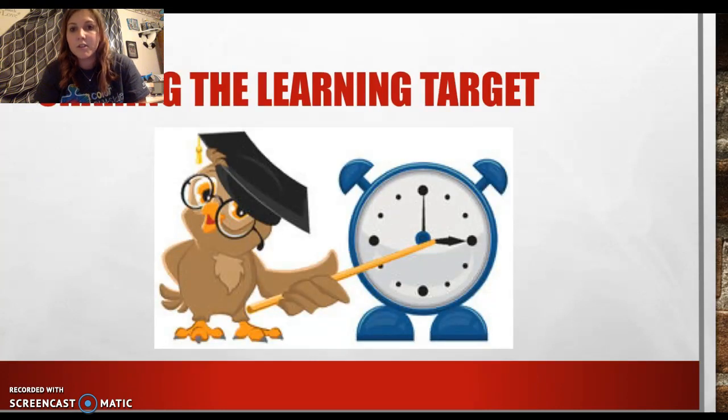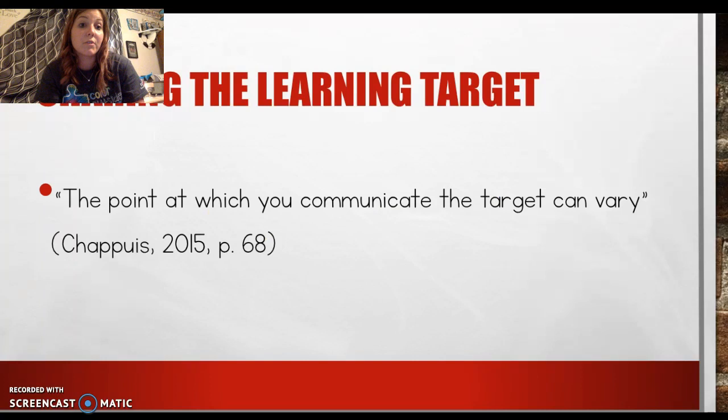So sharing the learning target. Once you have discussed this, there's no set time when you need to share the learning target. It can be shared before or during a lesson. The most important part is that the students know where they're going and what's intended. So this being said, as the teacher, you need to look at the structure of your lesson and determine when it's appropriate to communicate the learning target. Many times I'll personally share my learning target at the beginning so my students know where we're going with the lesson.